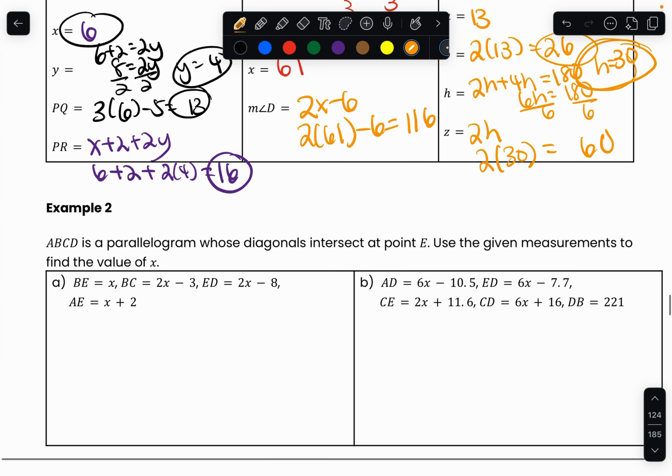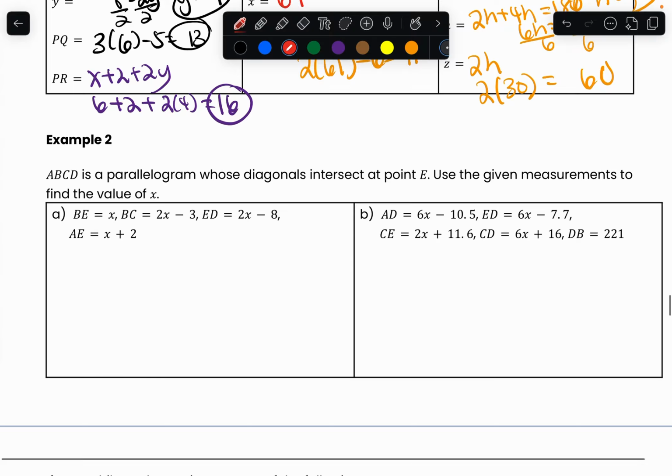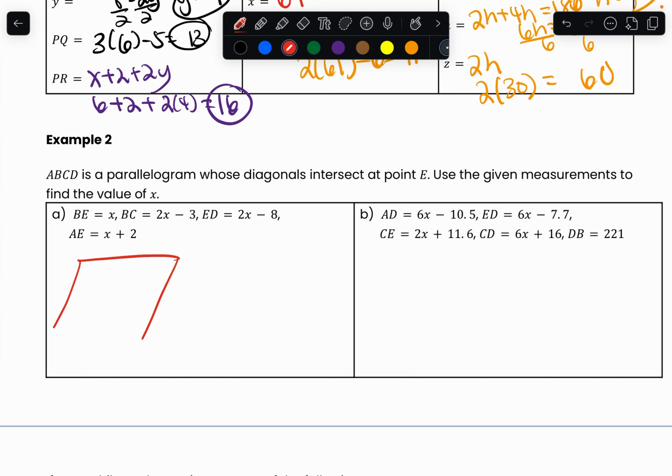Now for question 2 here, example 2, you have to draw a picture because the picture is not given to you, and you're going to draw it. So it says A, B, C, and D is a parallelogram. So let me draw it out. Okay, A, B, C, D, with the diagonals. Oops, that's very bad. Okay, now stop here, pause the video, and think about what mistake I made here.